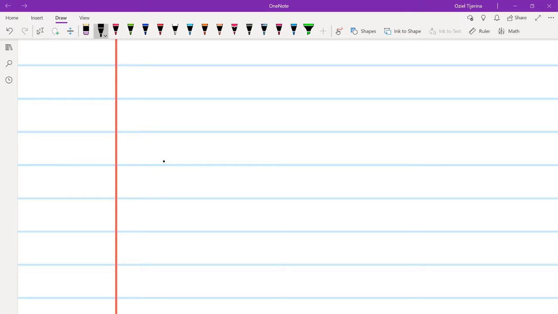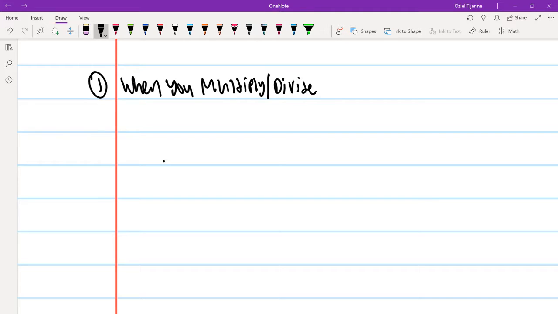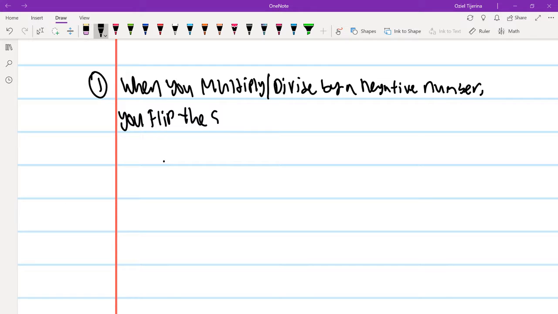One thing to remember: when you multiply or divide by a negative number, you flip the sign over.